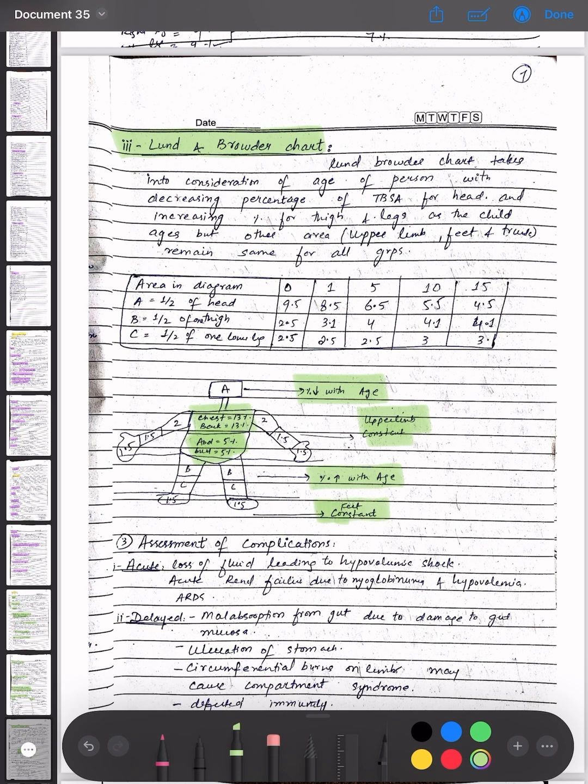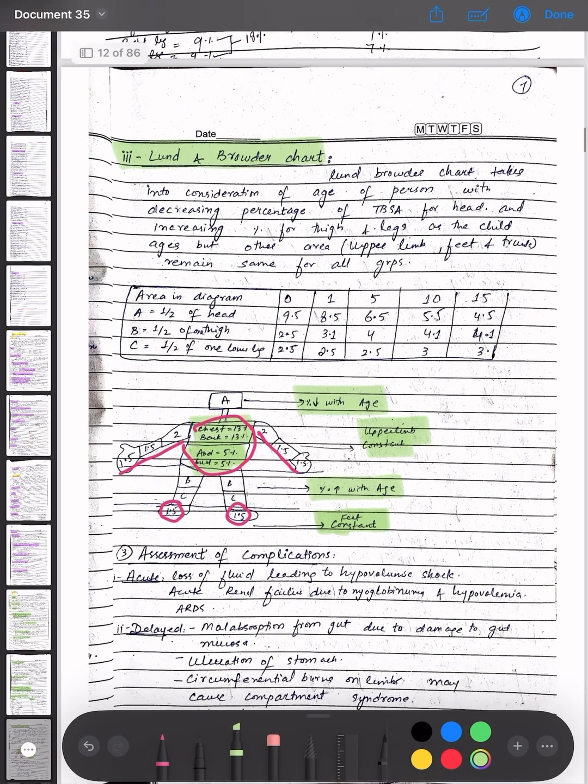These are written here: the hand is 2, 1.5 and 1.5. The total is 5. Where the alphabets A, B and C are written, these are variable, while the numbers which are written are fixed. This 1.5, 1.5, this 5, this 5 are fixed, while the head region, the thighs and the legs are variable. These change with age. The head percentage decreases and the thighs and legs percentage increases. So these are the general methods for the assessment of extent of burn.